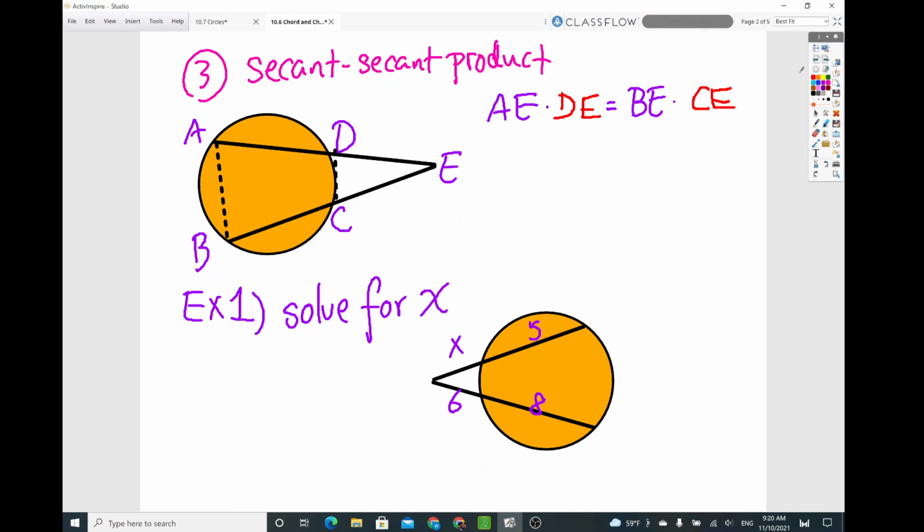The secant-secant product is another power theorem. AE times DE equals BE times CE. So you can say secant 1, external 1, secant 2, external 2.